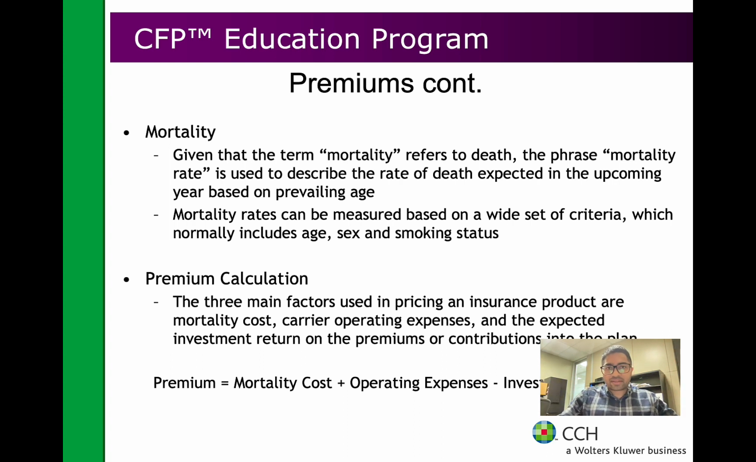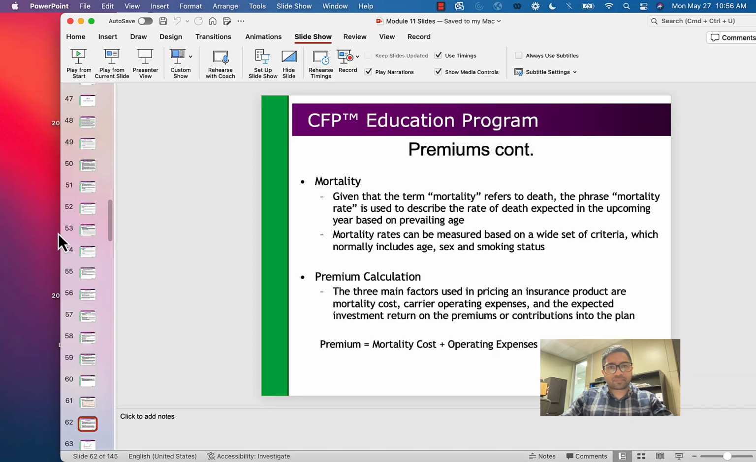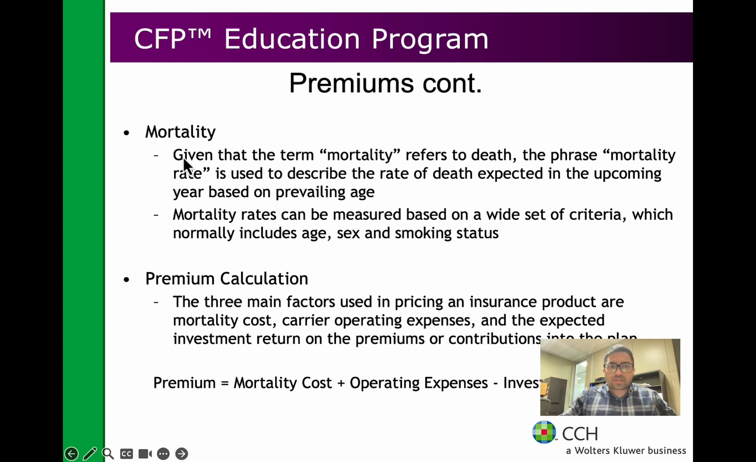So given that the term mortality, just a second, my cursor went by. So given that the term mortality refers to that, the phrase mortality rate is used to describe the rate of death expected in the upcoming year based on prevailing age. The mortality rates can be measured based on a wide set of criteria, which normally includes age, sex, smoking status, etc.